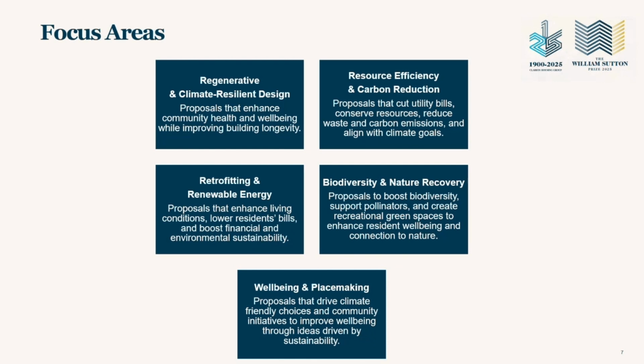Our second area of focus within this category is resource efficiency and carbon reduction. So here we're calling for proposals that cut utility bills, conserve resources, reduce waste and carbon emissions, and align with climate goals. So we're looking for ideas that can reduce utility bills and therefore contribute to financial sustainability for social housing residents. An example within this key area of focus could be a design to promote more water-efficient homes, proposals for infrastructure for effective water, sewage, and waste management, or ideas for bio-based and innovative materials using or recycling programs to reduce demolition, construction, and household waste. The possibilities are endless.